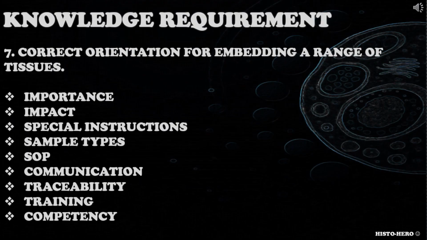The seventh knowledge requirement is for you to know correct orientation for embedding a range of tissues. What is orientation and why is it important? What could happen if tissue was not correctly orientated during the embedding? Do you use special instructions during embedding for certain specimens in your lab? If so, what are those and why used? What would happen if they were not used correctly? What tissues require specific orientation and why?